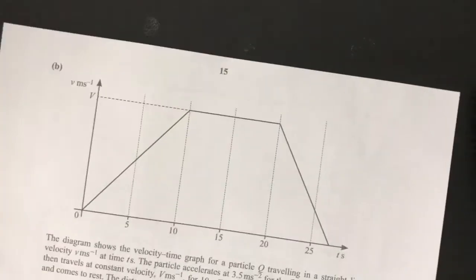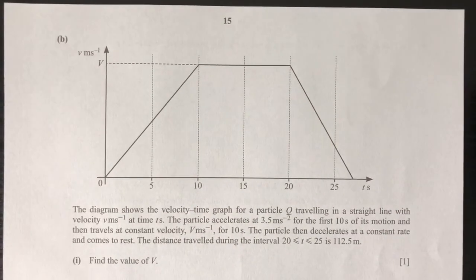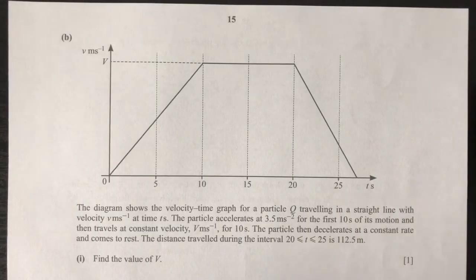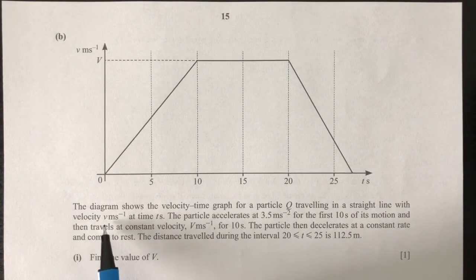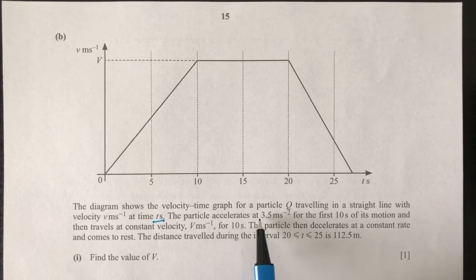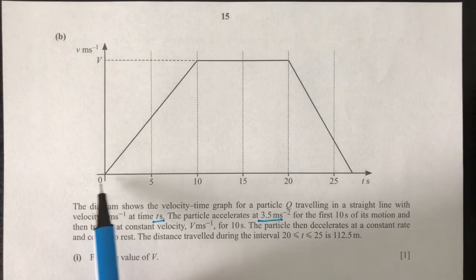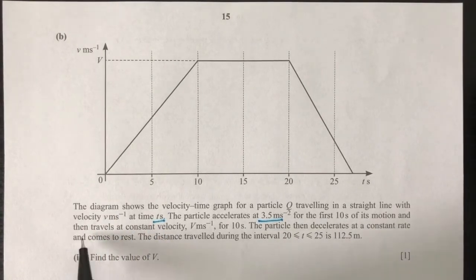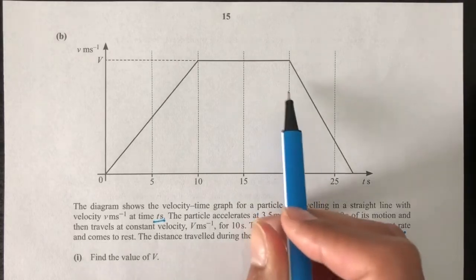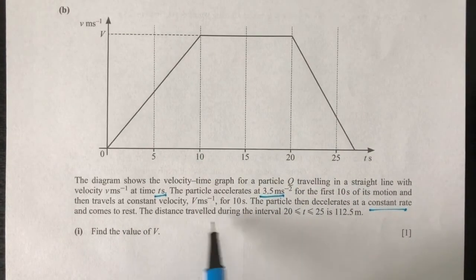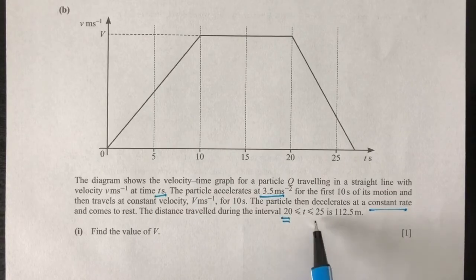Now let's move on to part B. So here we have a speed time graph for the particle Q traveling in a straight line with velocity v at time t seconds. The particle accelerates at 3.5 meters per second squared for the first 10 seconds. And then travels with a constant velocity for 10 seconds. And the particle then decelerates at a constant rate. Then it comes to rest. The distance traveled during the interval 20 to 25 is this much. That is good to know.